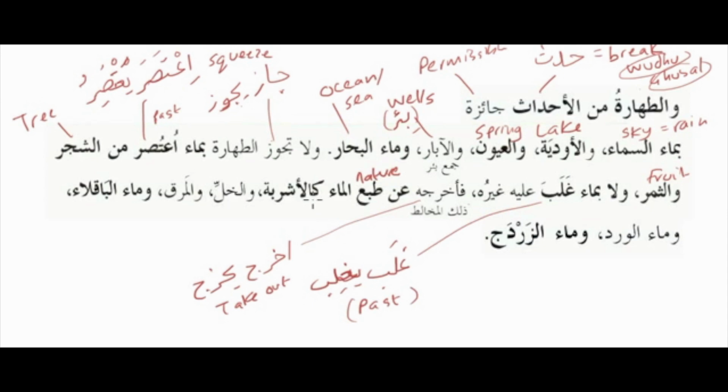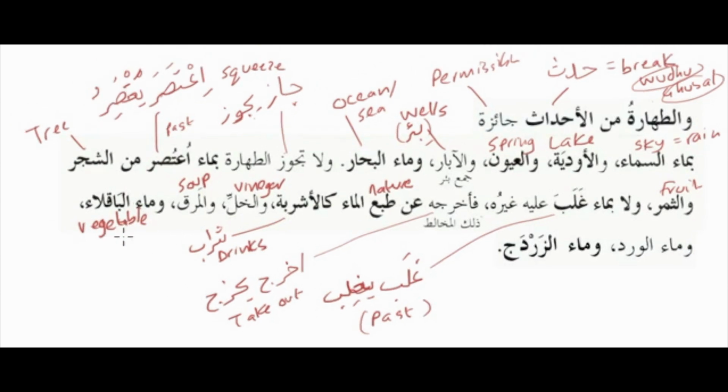Ashriba is the plural of sharab, which means drinks or beverages. Khal means vinegar. Let me just show you an example of vinegar. Maraq is soup. Ma'il baqilla is water of cooked vegetables; cooked vegetables are called baqilla. Ma'il ward is rose water. Ma'il zardaj is safflower water.